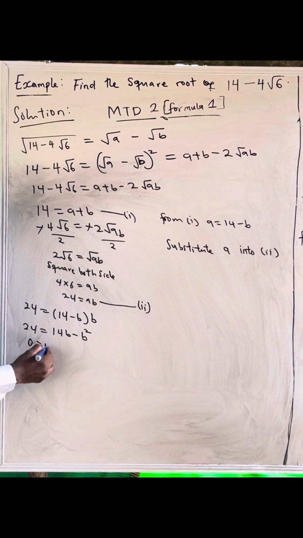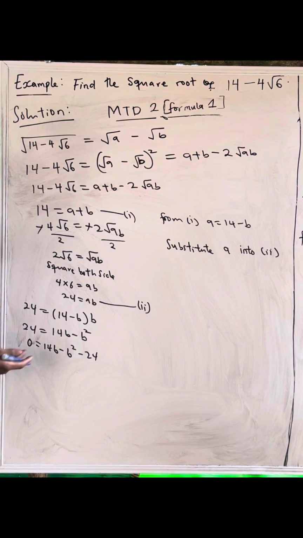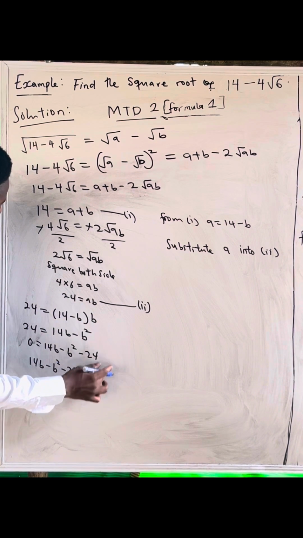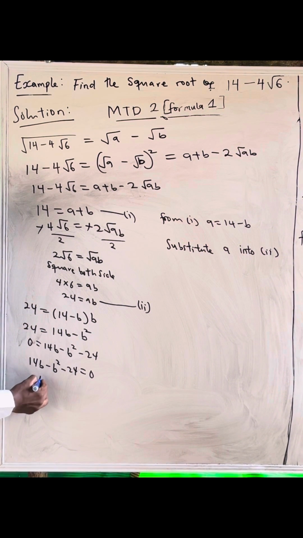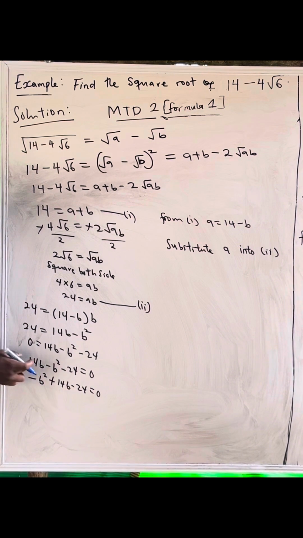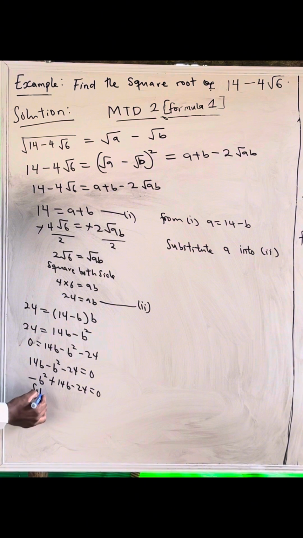That is 0 is equals to 14B minus B squared minus 24. Then we can rearrange it as 14B minus B squared minus 24 is equals to 0. These are still the same thing. Then we can write it in quadratic form: minus B squared plus 14B minus 24 is equals to 0. What is here is plus. That is why you just bring this minus B squared, plus 14B minus 24. So we are going to solve quadratically.